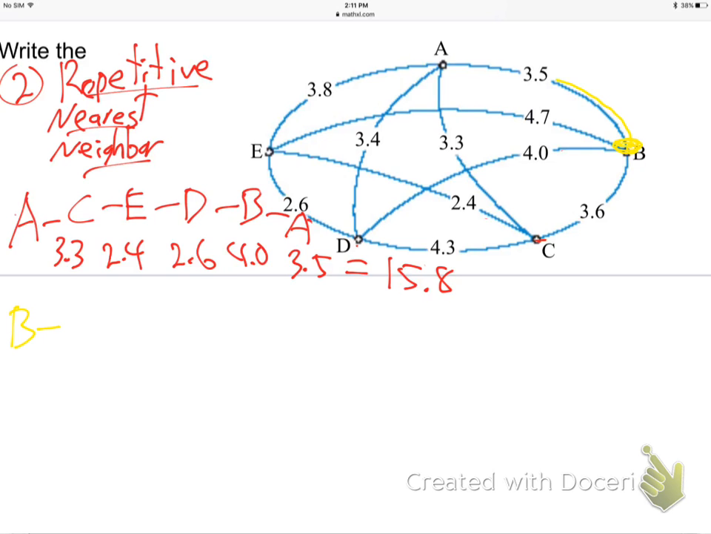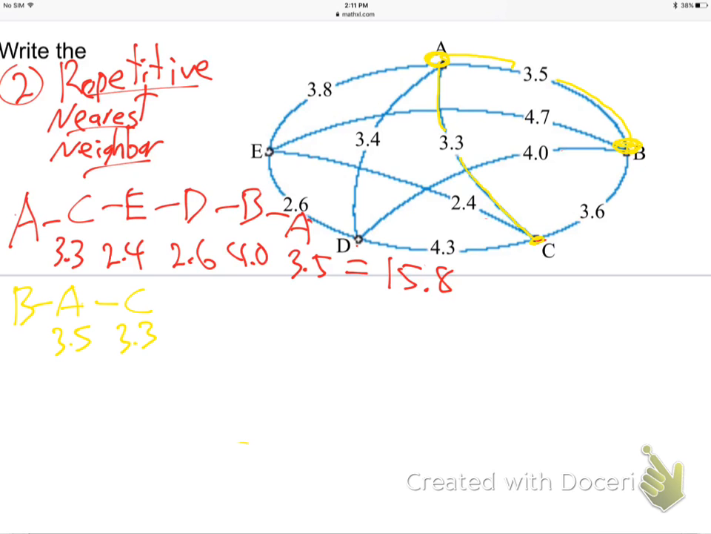It is A. Everybody see that? 3.5 to A. B to A, 3.5. So I encourage you to write this down as we're going. From A, who's your nearest neighbor? 3.3 to C.